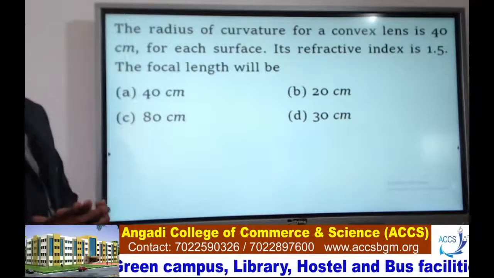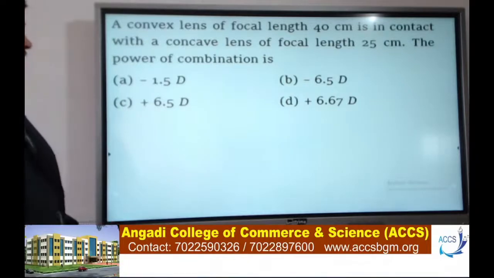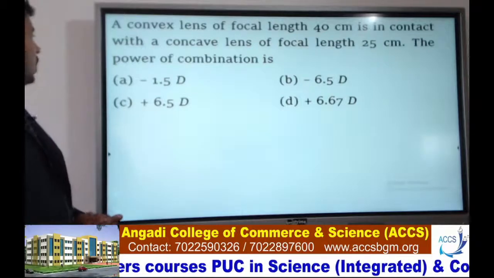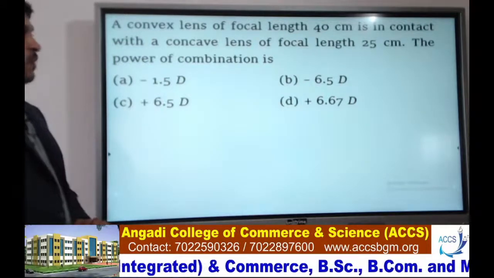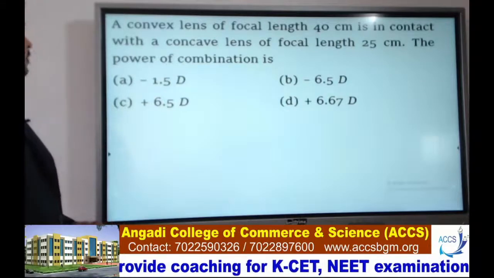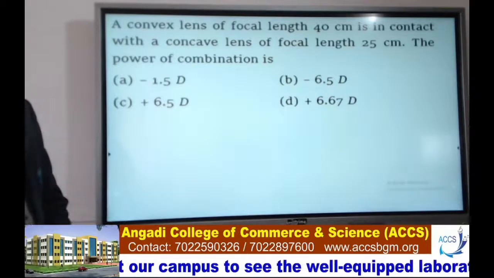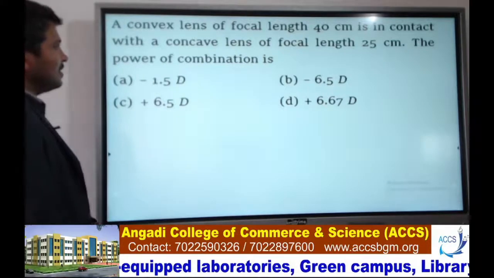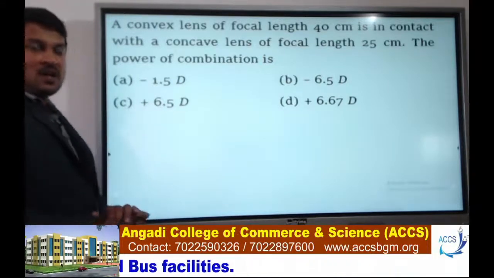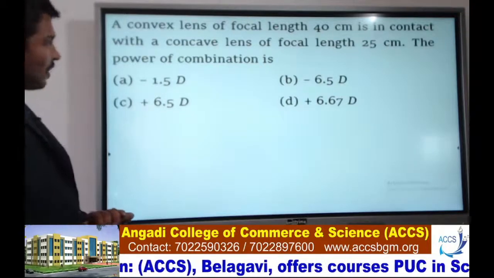I'll move to the next one. A convex lens of focal length 40 centimeter is in contact with a concave lens of focal length 25 centimeter. Find the power of the combination. Here it matters what type of lens they are taking: a convex lens and another one is a concave lens.